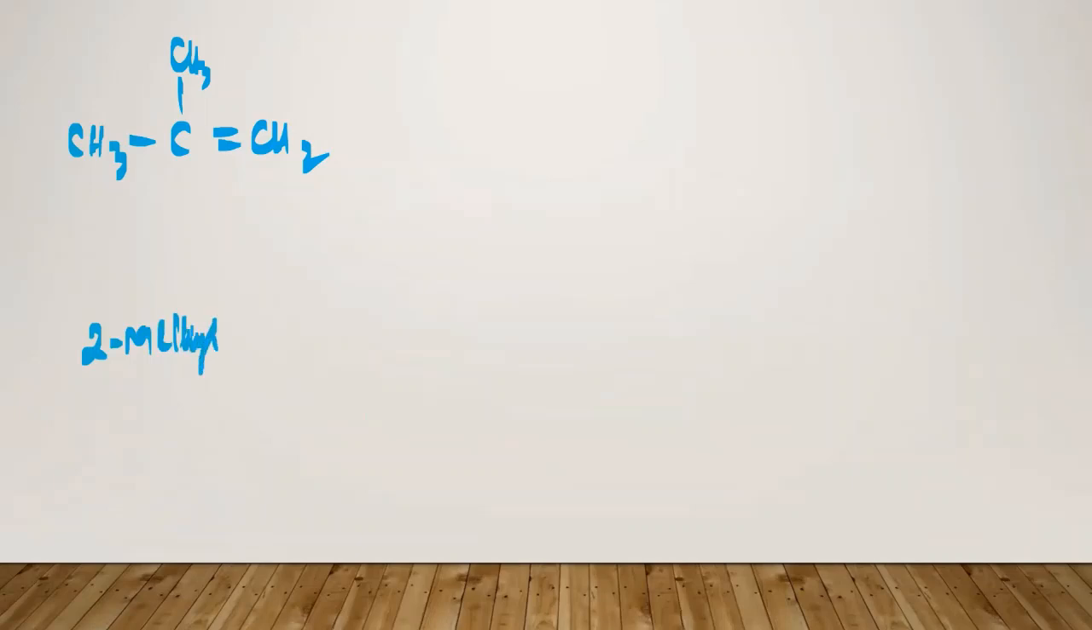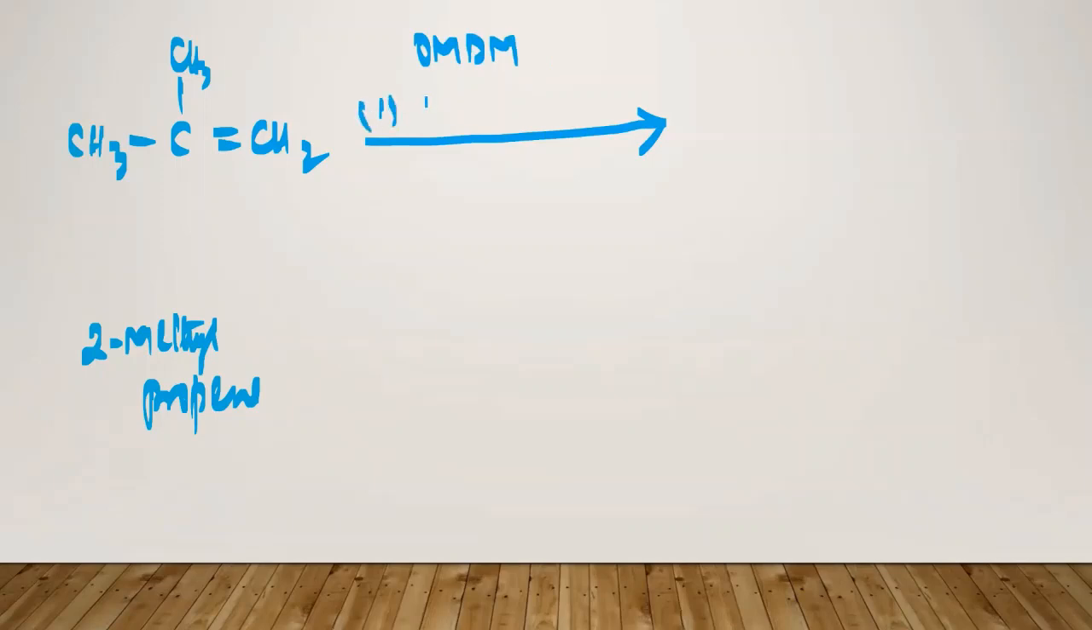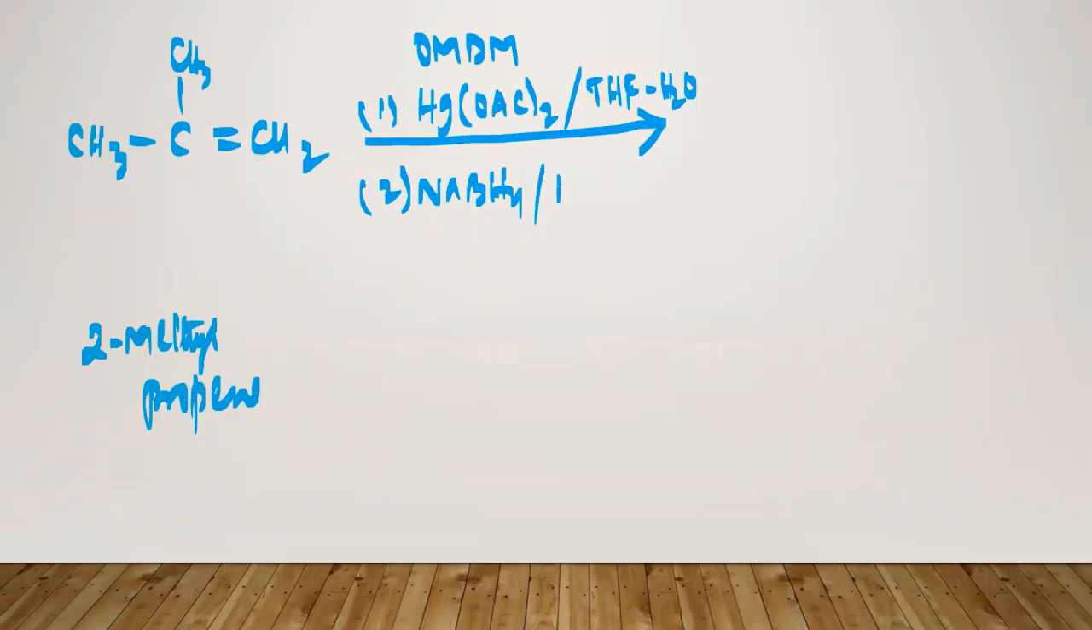CH3, C, CH3 double bond CH2. This is our alkene. The name of this alkene is 2-methylpropene. Let us do its oxymercuration, demercuration. When we do oxymercuration, demercuration, my dear friends, there are two steps. In the first step, we will use mercuric acetate in THF and water, tetrahydrofuran along with water. Then you will use sodium borohydride in basic medium. So it's a two-step reaction.